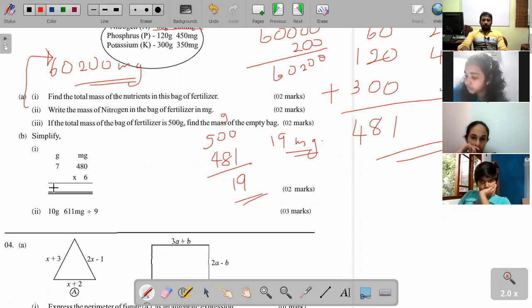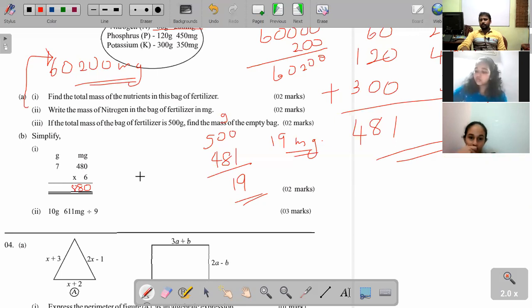Right. Another two parts remain of this question. Then we have to multiply the quantities. 6 times 0, 0. 6 times 8, 48. Remaining 4. 6 times 4, 24 plus 4, 28. Remaining 2. 6 times 7, 42 plus 2, 44. So what is the answer? 44 grams, 880 milligrams.